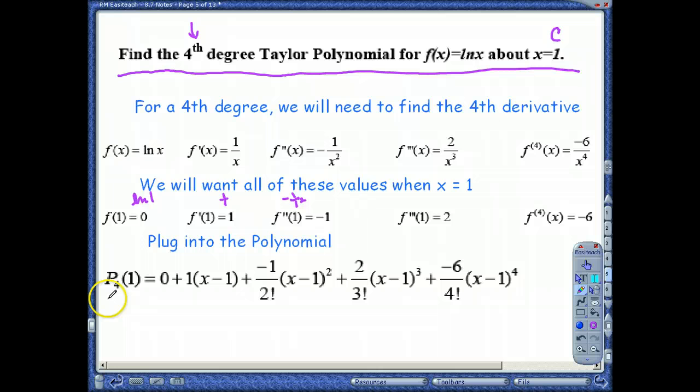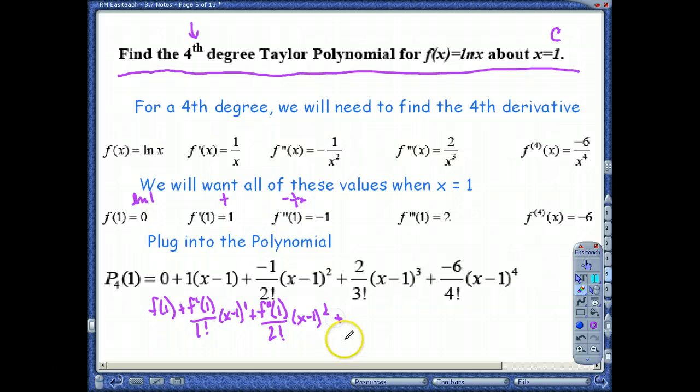So when I go to find that 4th degree Taylor polynomial, I have f of c, which is f of 1, which is 0. And then I have the derivative's value at 1, which is 1. So basically I have my f of 1 plus I have my derivative at 1 over 1 factorial, x minus 1 to the 1 power. Plus I've got my f double prime of 1 over 2 factorial, x minus 1 squared, and so forth. So this polynomial right here is my Taylor polynomial.